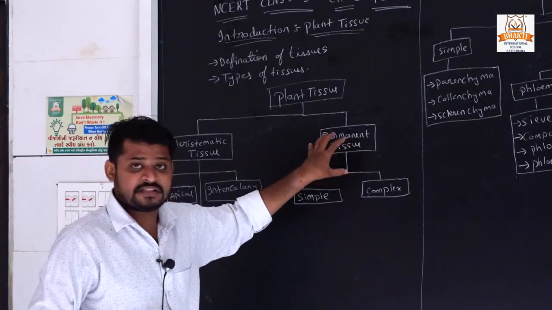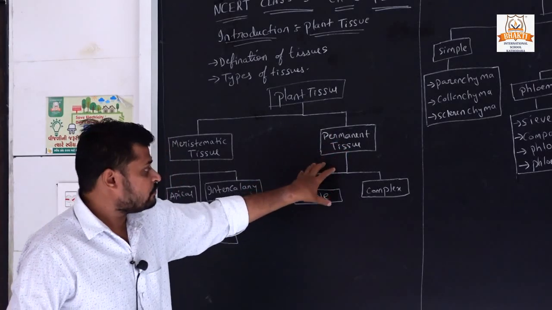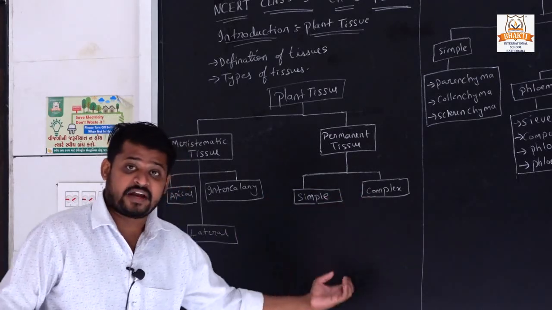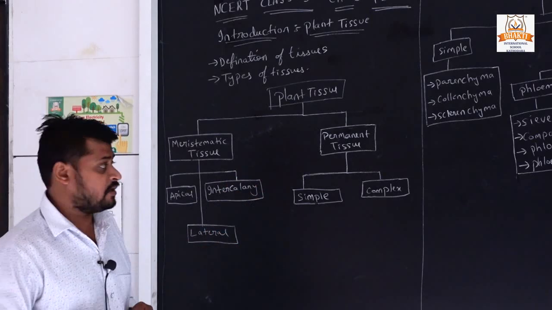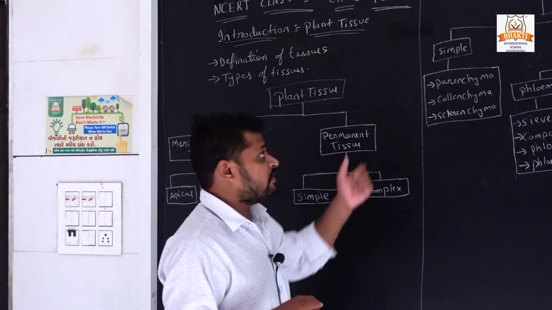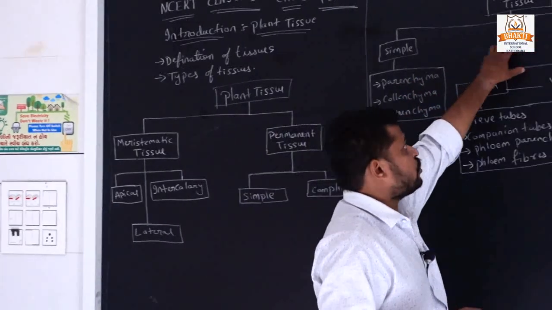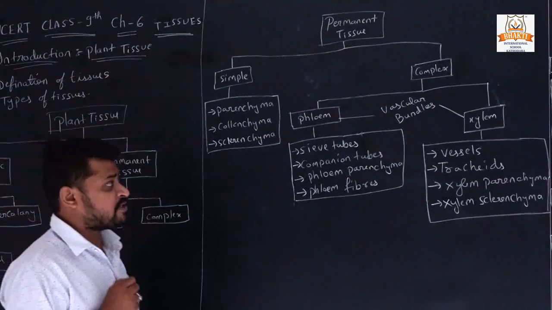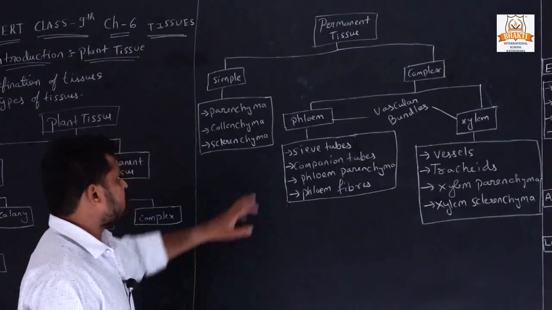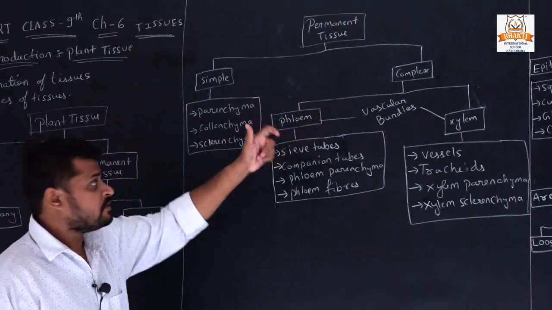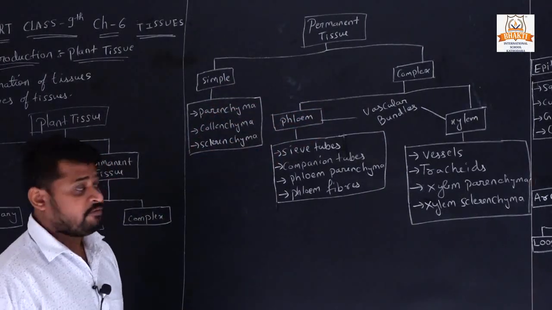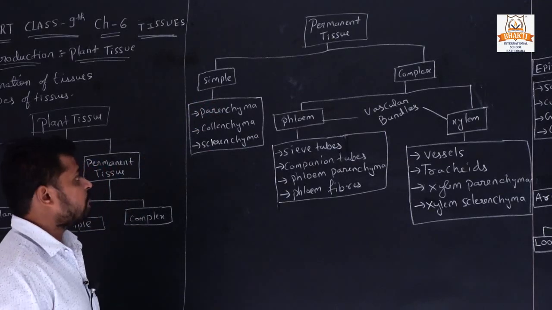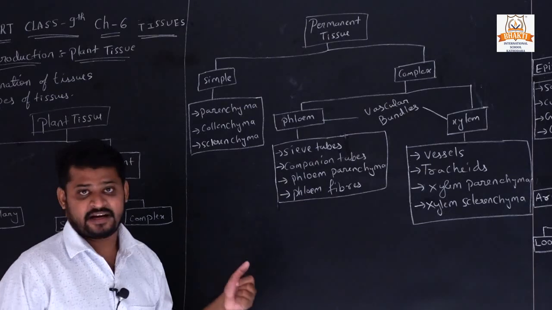Now first we will see what permanent tissue is and what simple and complex tissues are. Simple and complex are also categorized into some subparts which we will study. Here is the structure of permanent tissue. Permanent tissues are of 2 types, one is simple and one is complex. In simple tissue we will study 3 parts: parenchyma, collenchyma and sclerenchyma.